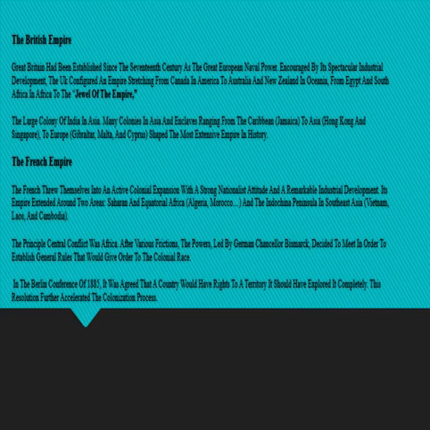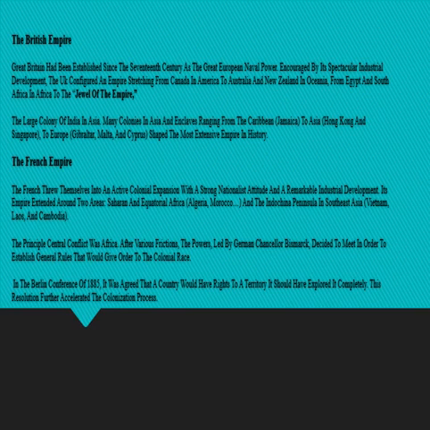The British Empire. Great Britain had been established since the 17th century as the great European naval power. Encouraged by its spectacular industrial development, the UK configured an empire stretching from Canadian America to Australia and New Zealand in Oceania, from Egypt and South Africa in Africa to the jewel of the empire, the large colony of India in Asia. Many colonies in Asia and enclaves ranging from the Caribbean, that is Jamaica, to Asia, Hong Kong and Singapore, to Europe, Gibraltar, Malta and Cyprus, shaped the most extensive empire in history.